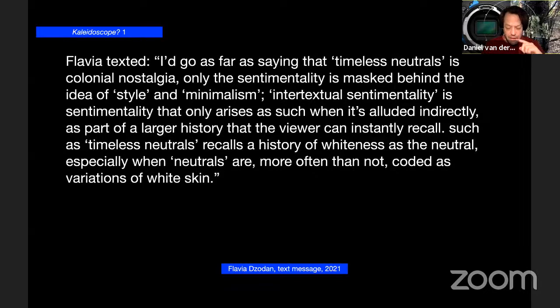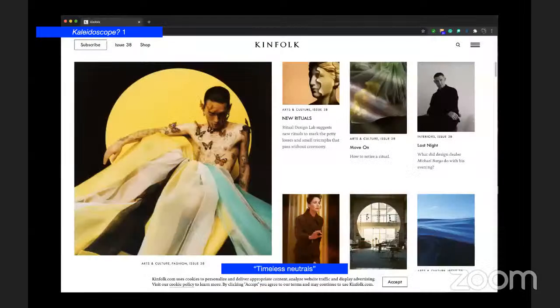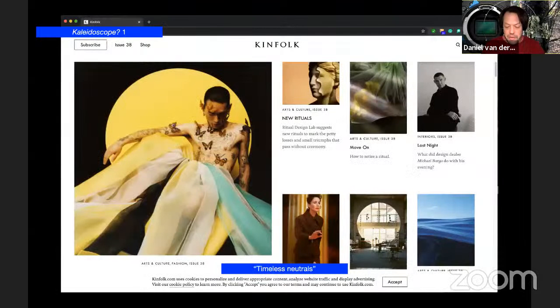Intertextual sentimentality is sentimentality that only arises as such when it's alluded to indirectly as part of a larger history that the viewer can instantly recall, such as timeless neutrals recalls the history of whiteness as the neutral, especially when neutrals are, more often than not, coded as variations of white skin. Within this ethos of sentimentality for white cubes and minimalist forms, weirdly, this is also the visual envelope that is famed for being able to withstand "criticality."